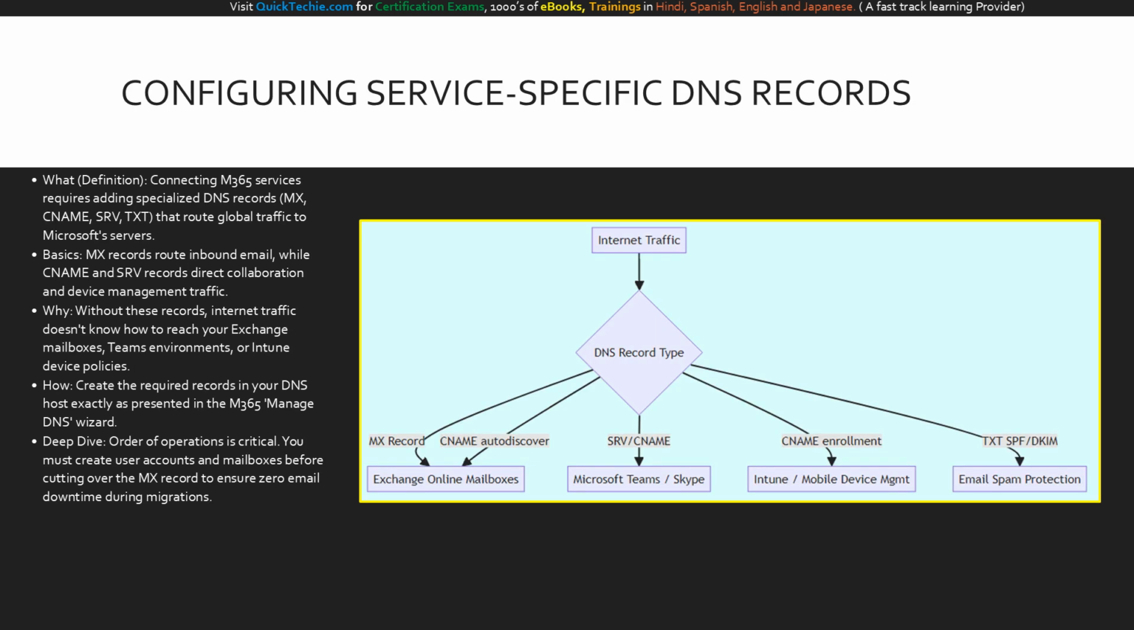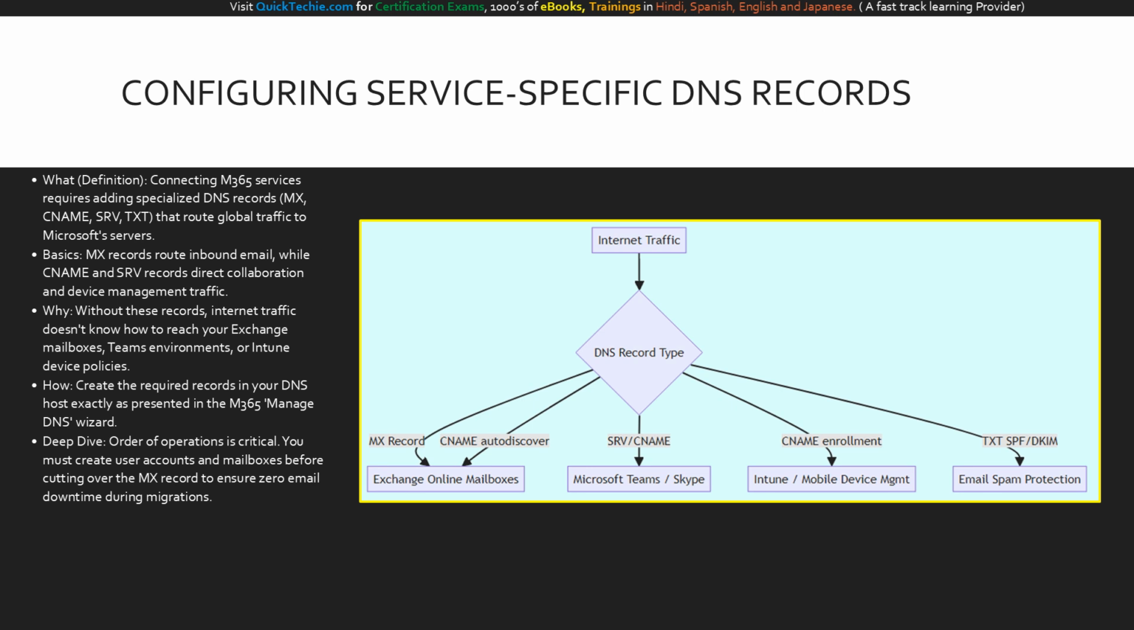Verification only proves ownership. To actually make the services work, we must configure service-specific DNS records. Think of DNS records as the internet's traffic cops. You will deploy MX records to direct incoming email to Exchange Online and name and SRV records to route traffic for Microsoft Teams and device management via Intune. Without these specific records, the internet simply doesn't know where to send your data, rendering your M365 services useless. You perform this configuration by matching the exact values provided by the M365 Managed DNS wizard into your registrar's portal.